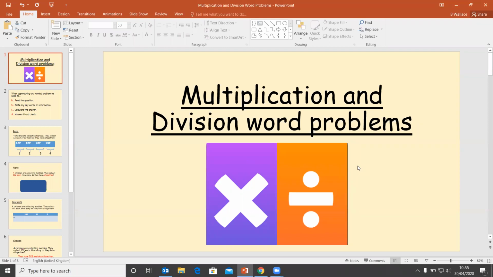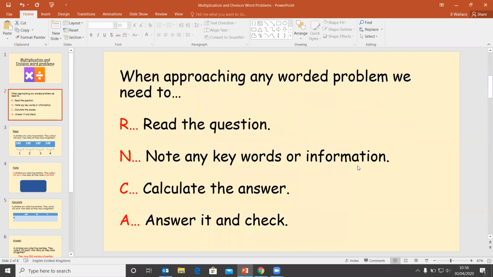This morning we are going to be going through some multiplication and division word problems. Okay, now when we approach any worded problem, we need to RNCA. So we need to remember to read the question, note any keywords or information, then calculate the answer, and then answer it and double check that we are correct. Okay, so let's have a go together.